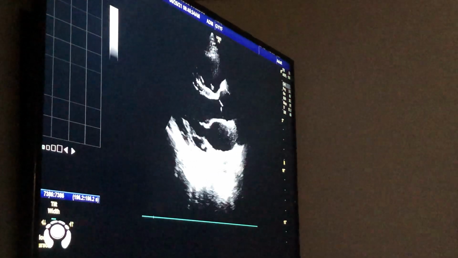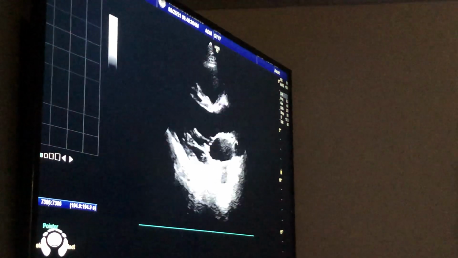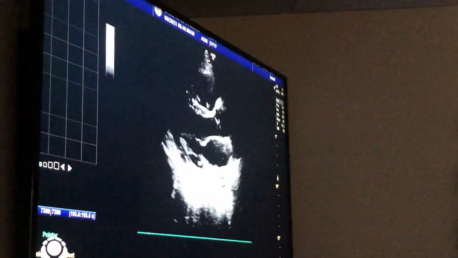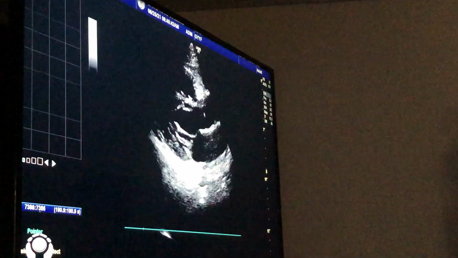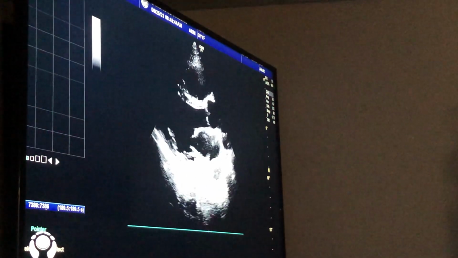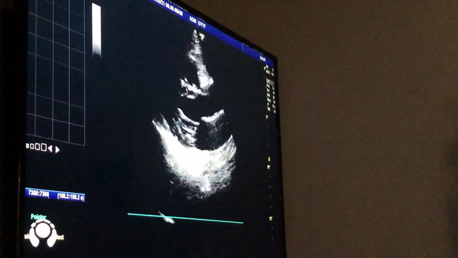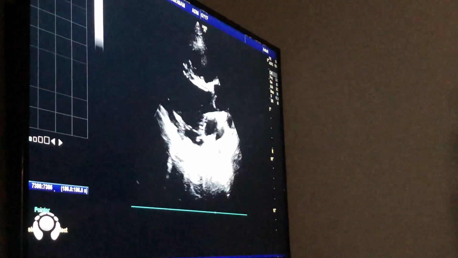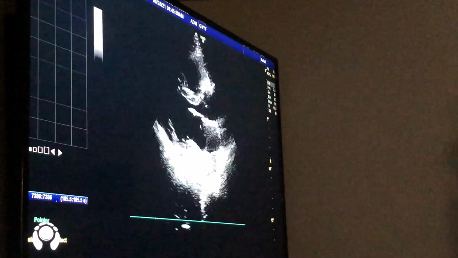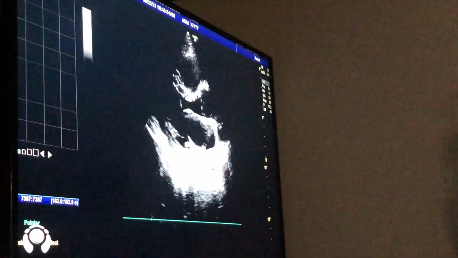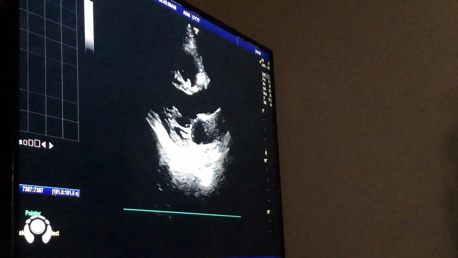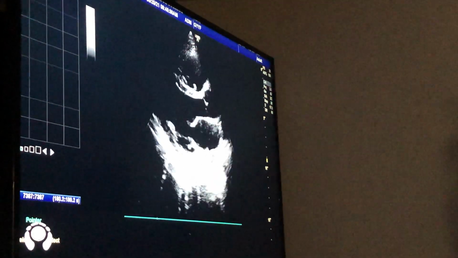Once again, you can start recording. This is the aorta. This is the aortic root. Top little valve is the right coronary cusp. Bottom one is the non-coronary cusp. This is the left atrium. This is the descending aorta, anterior mitral valve leaflet, posterior mitral valve leaflet, interventricular septum, posterior wall or inferolateral wall.